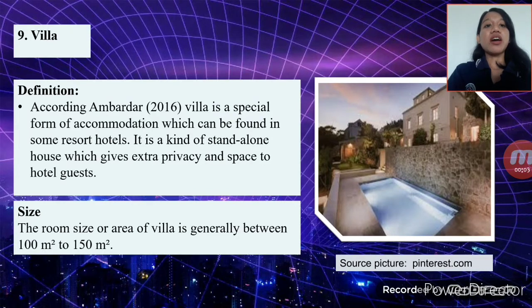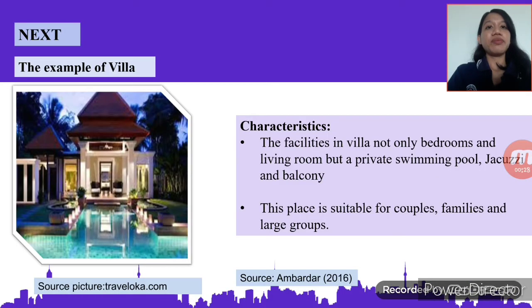Next is a villa. According to Amberdan 2016, villa is a special form of accommodation which can be found in some resort hotels. It is a kind of stand-alone house which gives extra privacy and space to hotel guests. And the room size or area of villa is generally between 100 meters square to 150 meters square.